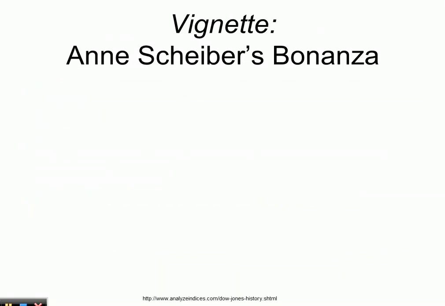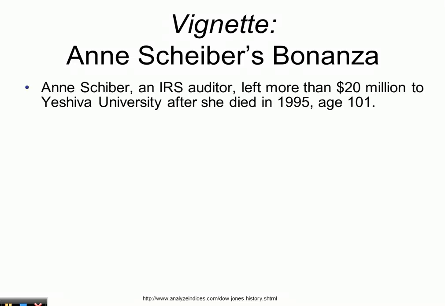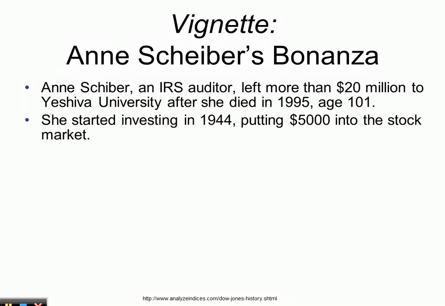So let's take a look at this interesting story. Anne Schreiber was an IRS auditor, and she left more than $20 million to Yeshiva University after she died in 1995 at the age of 101 years, which is a pretty amazing age. So what she did is she started investing in 1944 in the stock market, putting $5,000 into the stock market.